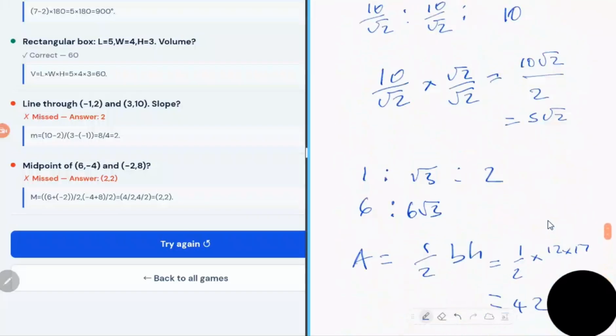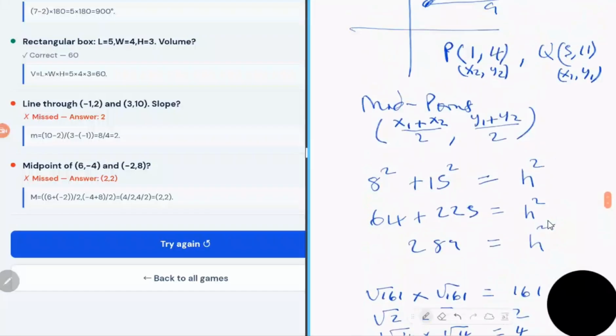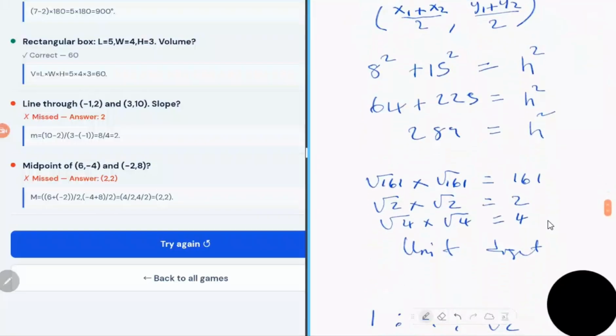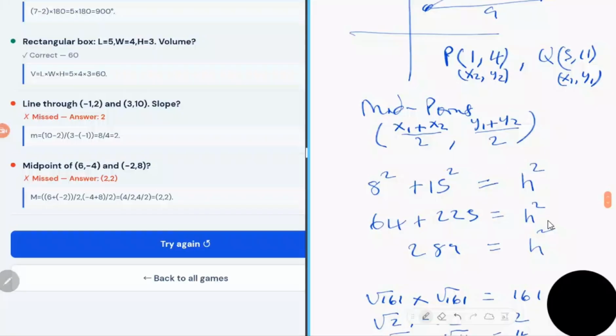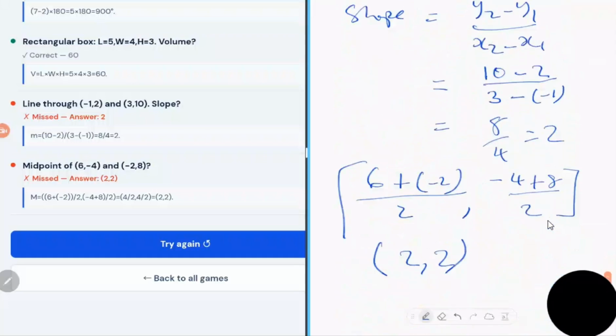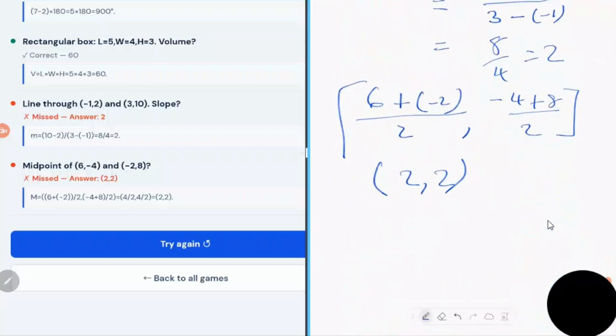I want to show you my own notes. You see where I wrote that the midpoint value is X1 plus X2 over 2 and Y1 plus Y2 over 2. I don't know whether you were able to check the note. If you did not check it, take it now. So in answering this question, you take 6 plus minus 2 divided by 2, minus 4 plus 8 divided by 2, so that is 2.